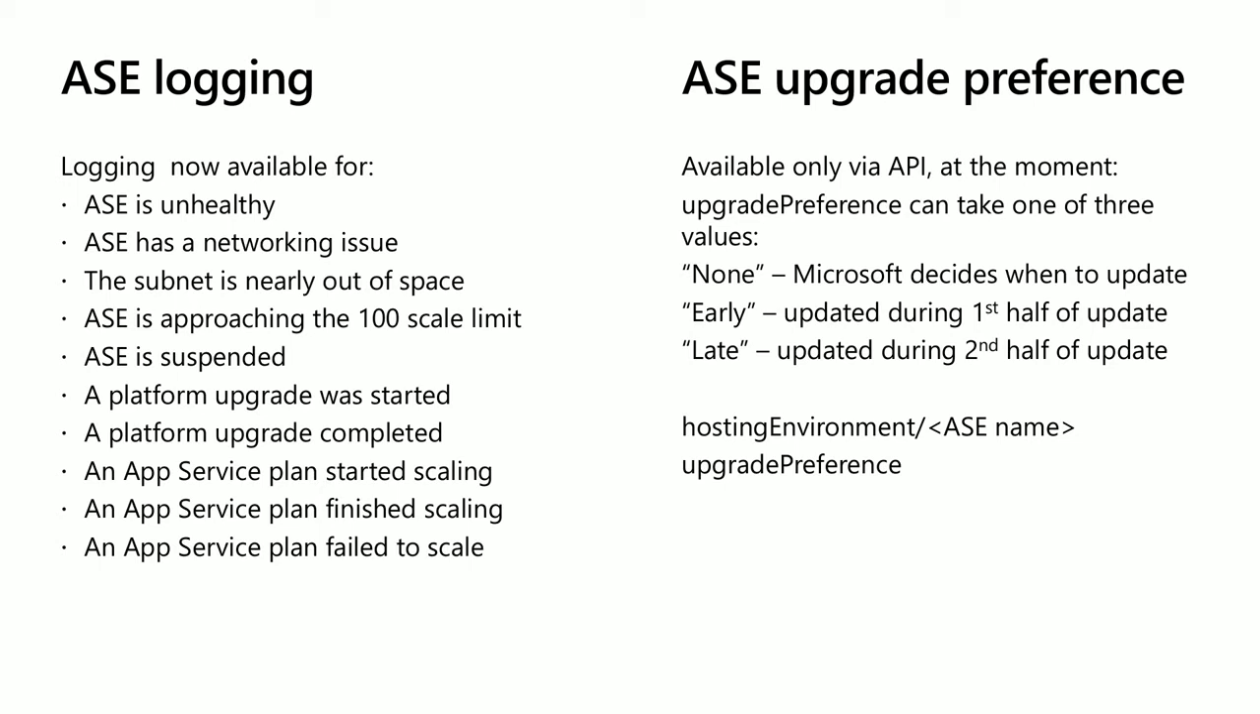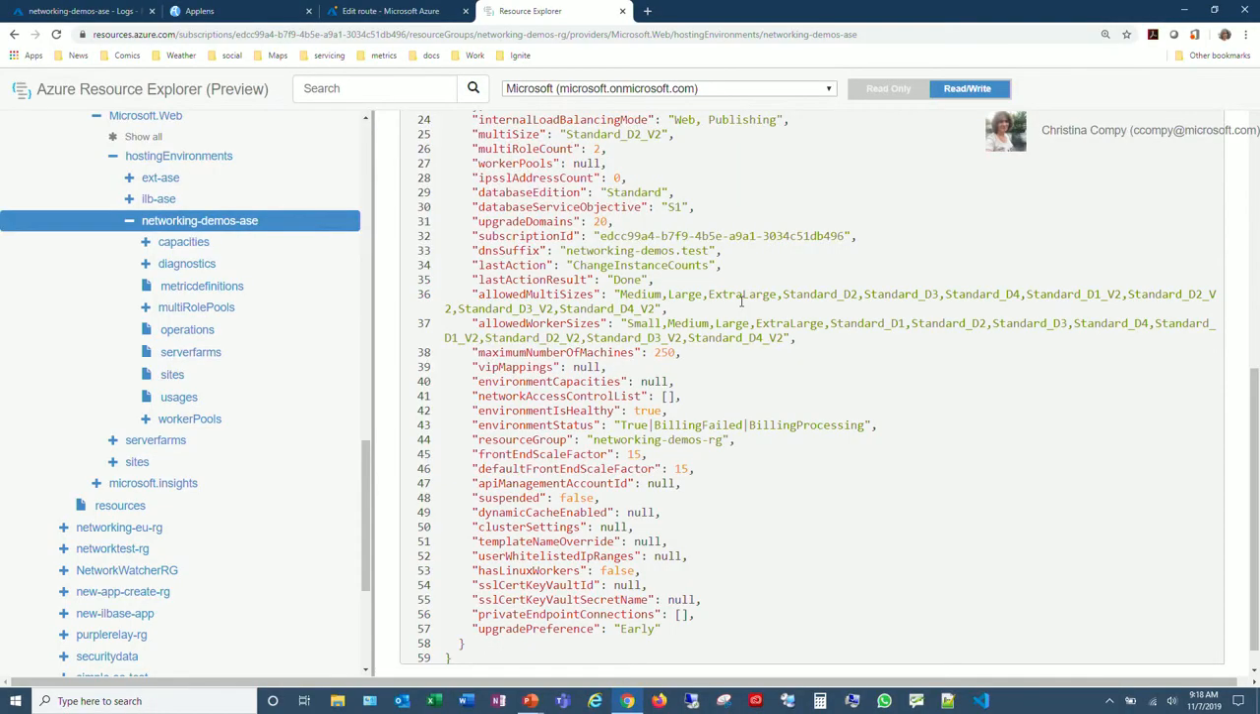So there's three settings: none, early, and late. And right now we've got this wonderful user experience called the Resource Manager. It will end up in the portal, but if you go into your hosting environment object, there's an item upgrade preference. You can configure that. You can put this in your templates. You can edit it directly in resources.azure.com or any other means by which you update your ARM objects. This, like I said, will show up inside the App Service Environment portal. It's simply just not there yet today. This is available now, so if you want, you can start playing with this immediately.